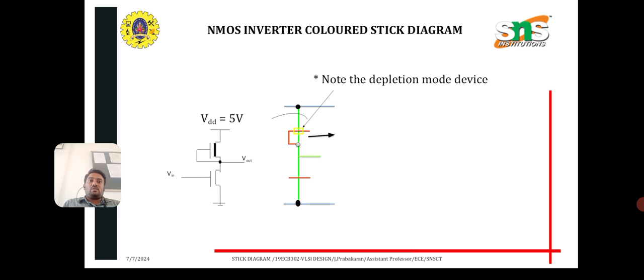Next is NMOS inverter. In a stick diagram representation of an NMOS inverter, a vertical line with a circle represents the NMOS transistor. The drain is connected to ground and the source is connected to output. The gate of the NMOS transistor is connected to the input.